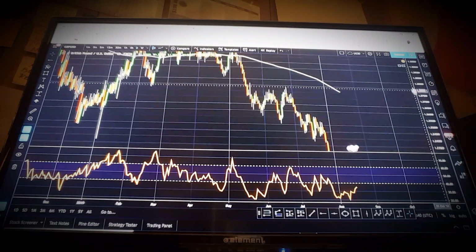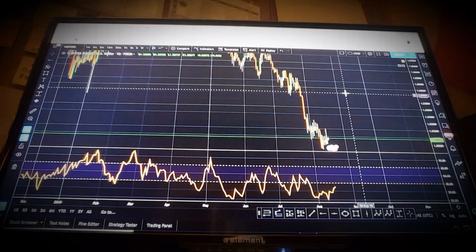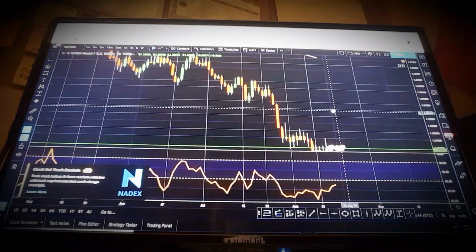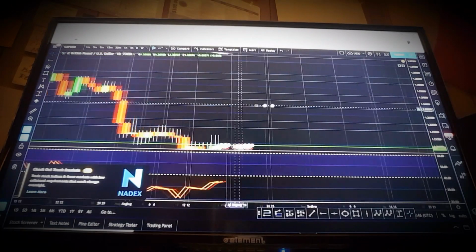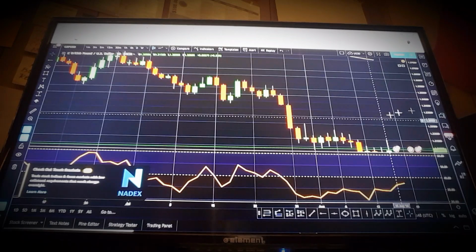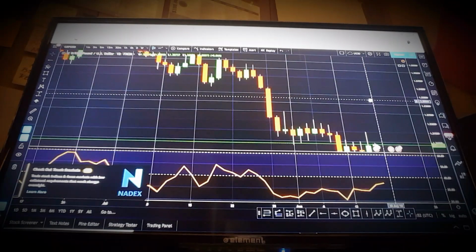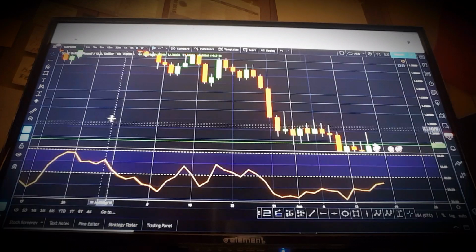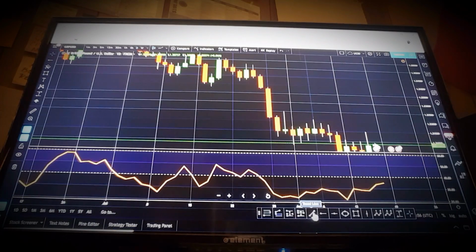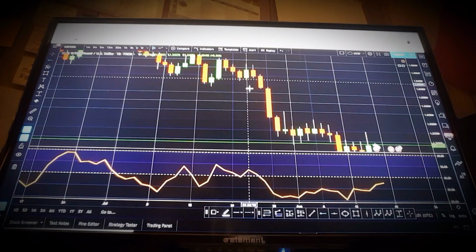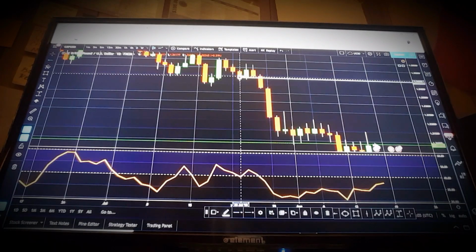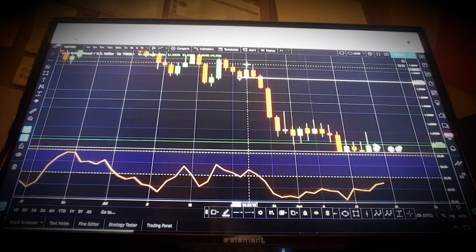Let's zoom in. Yeah, see, like this strong move. So I'll color code my zones. Check that right there.